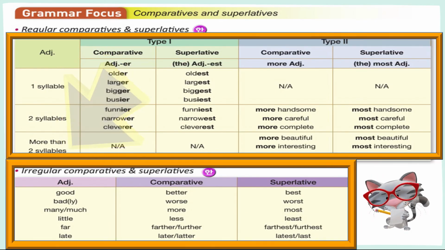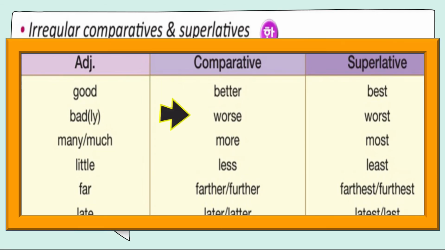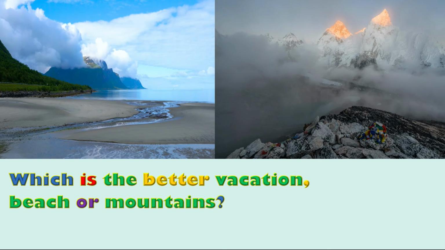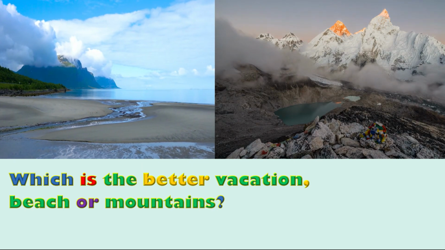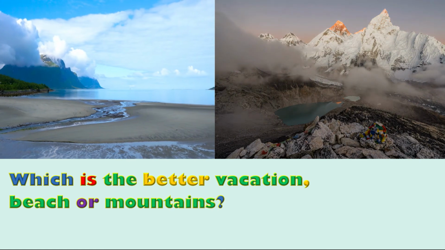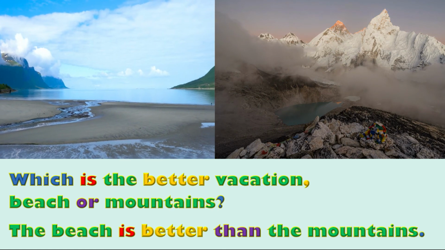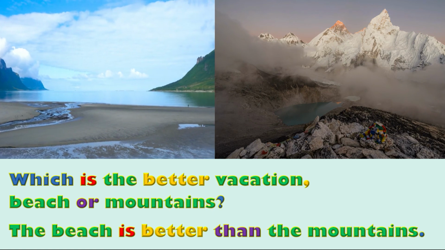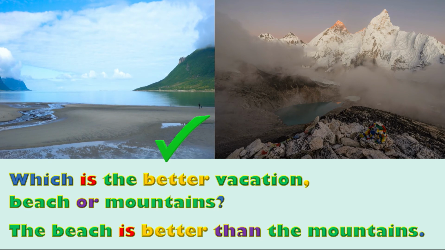Just to finish, before the break, we're going to look at a couple of irregular ones: good, better, best, and bad, worse. So, Yonghi, which is the better vacation, beach or mountains? To me, the beach is a better vacation. Very good. The beach is better than the mountains. Very nice. Give that one a little check, especially that beach that we have listed there.